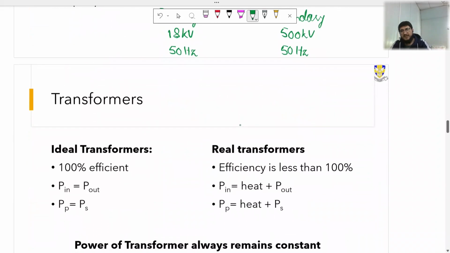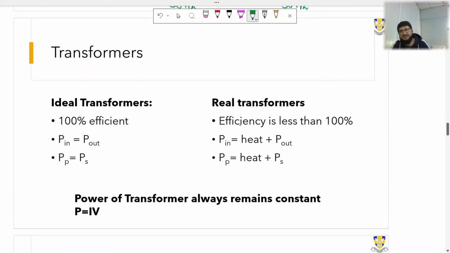Okay, now let's talk about the efficiency. अच्छा बेटा, in transformers there is no such thing as an ideal case, लेकिन अपनी convenience के लिए we call it an ideal case, and for this we consider that we have 100% efficiency. Here we are saying that the power input is going to be equal to the power output. Now beta, power input is the power of your primary coil, and power output is the power across your secondary coil.